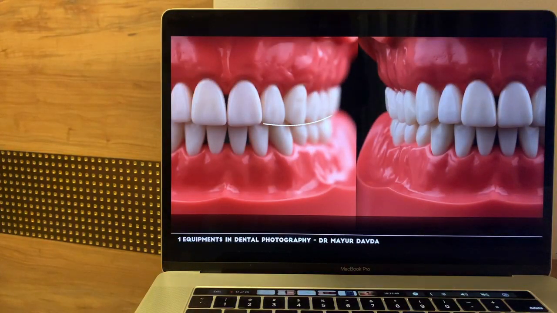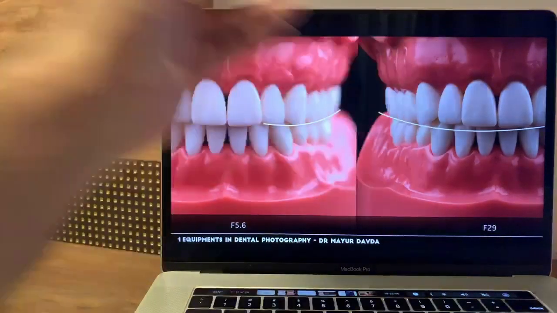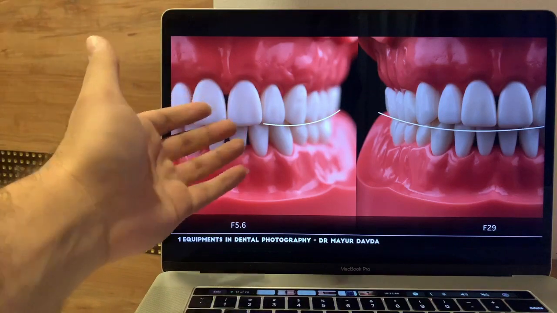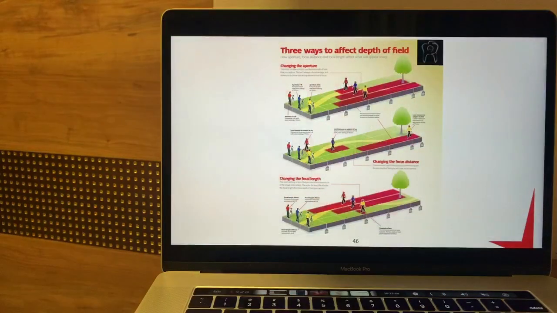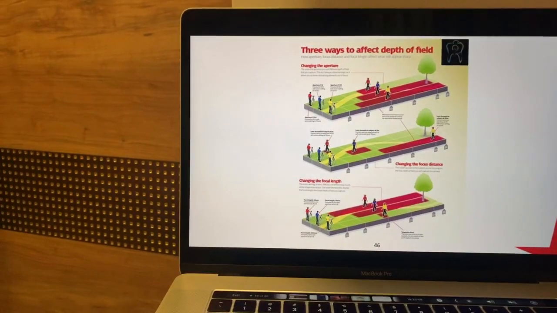This is an example of the depth of field. I just made an animation to make things more clear. This is f5.6 and this is f29. With f5.6 there'll be shallow depth of field, with f29 there'll be a deeper depth of field. Now we are going to learn something new today, and that is 3 ways of controlling your depth of field. And this is how we get into general photography per se. So this is new, and here we go.